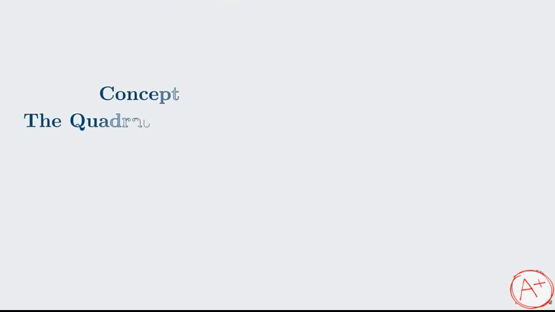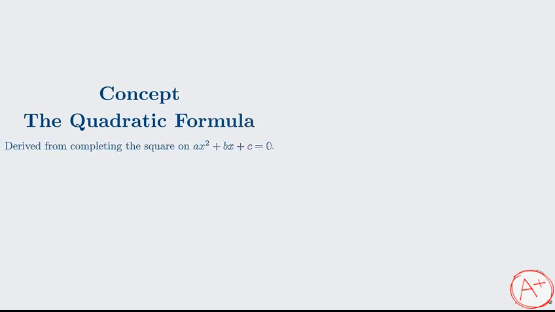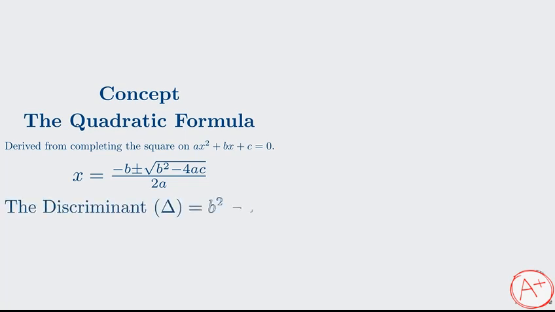The third method is using the quadratic formula. This is derived directly from completing the square on the general form and is a reliable fail-safe for any quadratic equation. For any equation in the form ax squared plus bx plus c equals 0, we can simply substitute the coefficients into this formula. The part inside the square root, b squared minus 4ac, is called the discriminant. It tells us the nature of the roots without having to solve the entire equation.